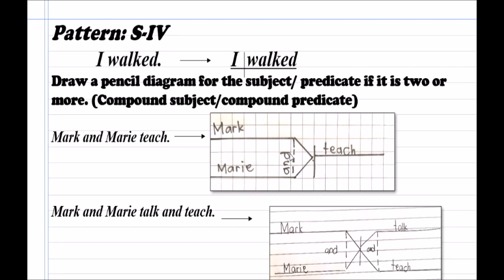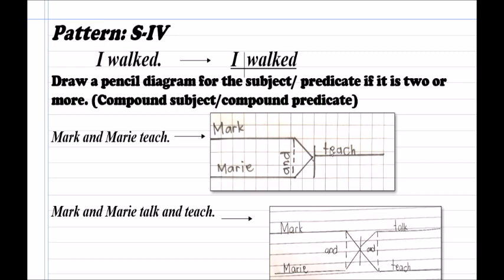Now, do not forget to put a vertical line to divide the subject and the predicate. There is a vertical line and another horizontal line for the predicate. So the predicate is just one. You will put it here, teach.